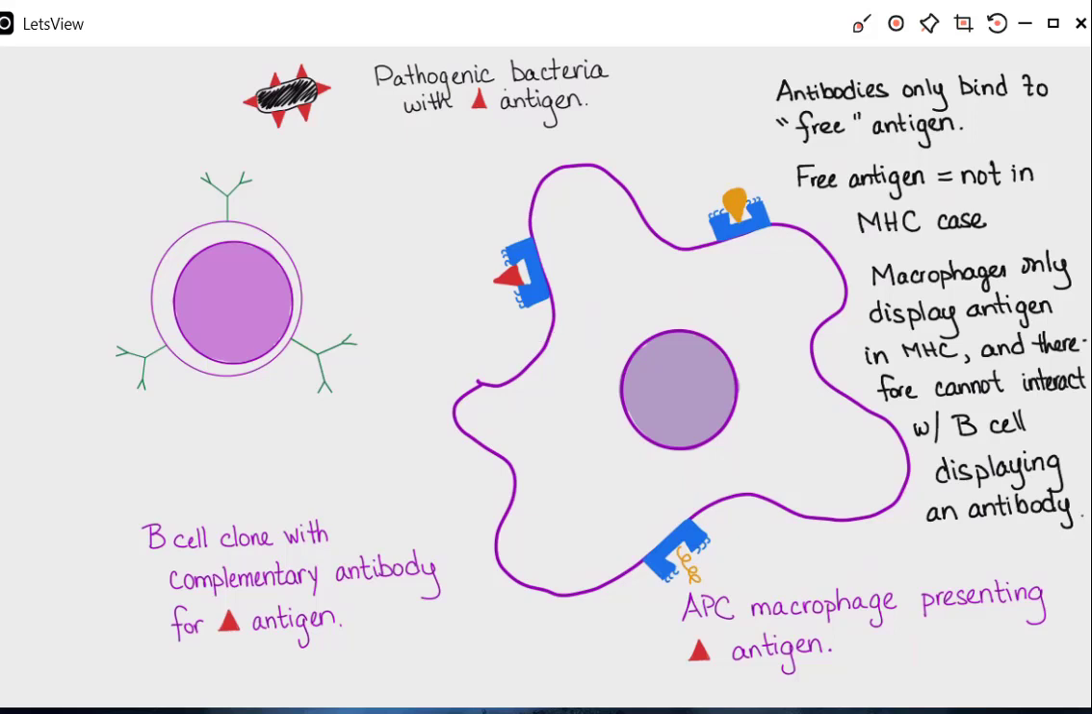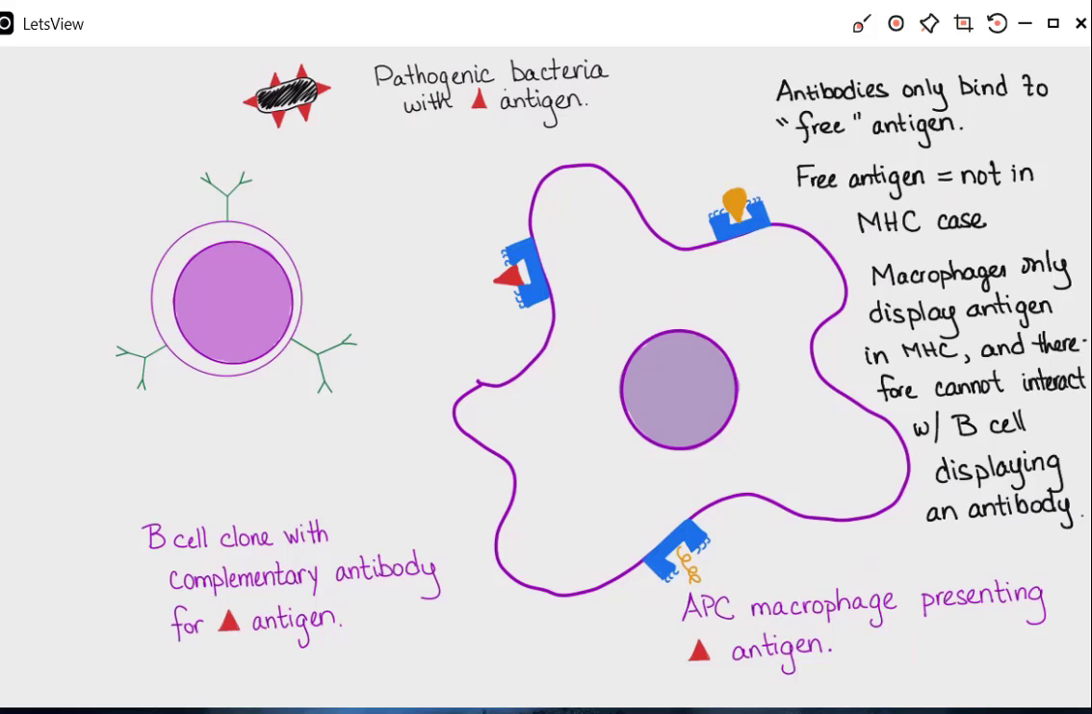Let me ask you another question. Is this a free antigen if you just saw that all by itself? Yes, that's a free antigen. And there are antigens that are secreted from bacteria, like toxins, and they would just be kind of free floating. That would be a free antigen that could bind to the antibody displayed by the B cell.